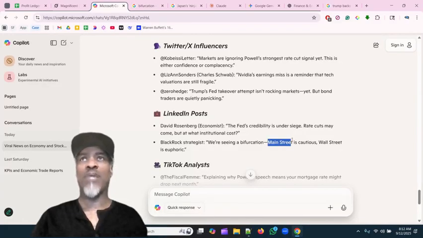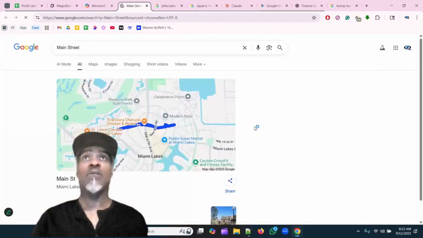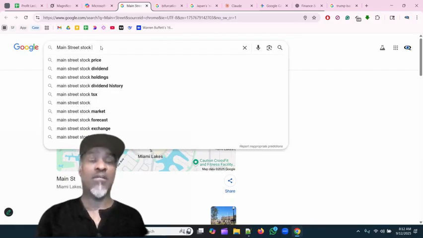For those of you that don't know what Main Street is, hold on. I'm just proving to you that you need to look up everything at that moment.